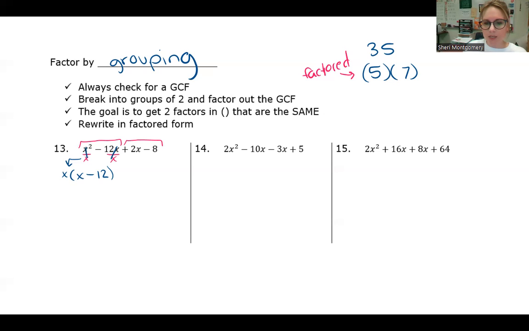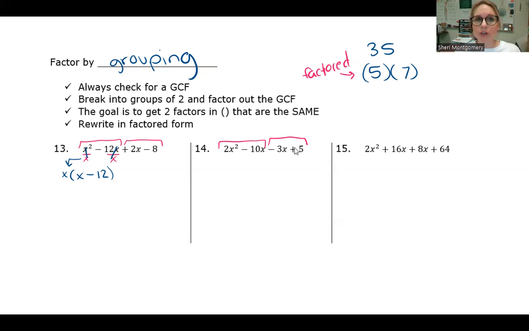So same steps, we get groups. Or we should scan through and see if there's a GCF. So there's a leading coefficient of 2. A lot of times you could divide out a 2 from everything. Nope, that's not the case. Can't factor out anything. So we leave it like that.